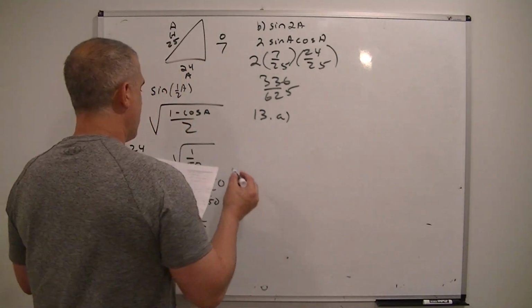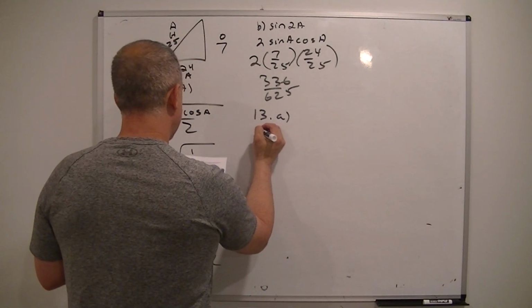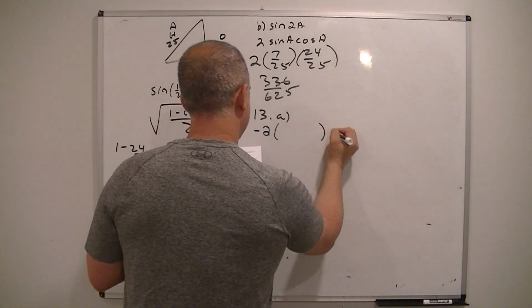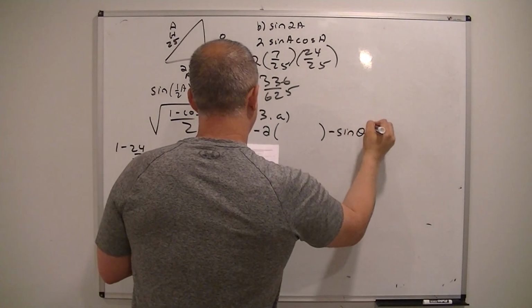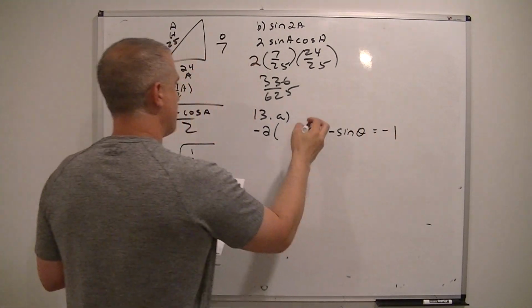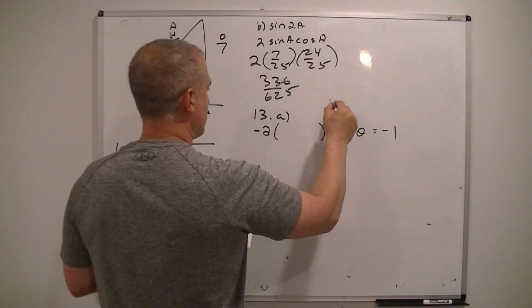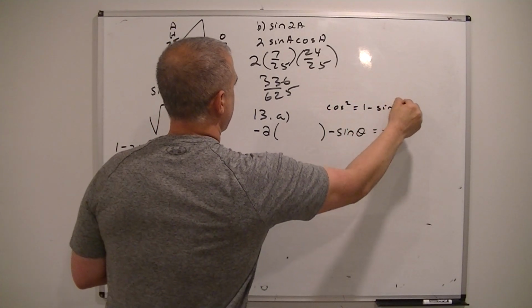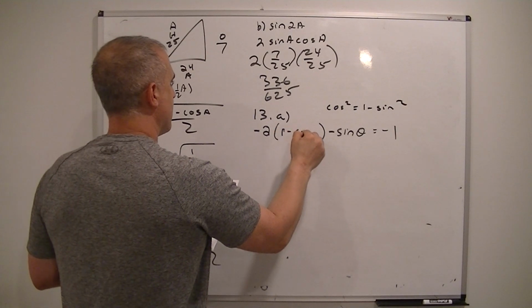All right, the first thing that I would do with this is I would take out cosine. Okay, I would take out cosine and replace it with that trig identity. What was that trig identity? Well, we know that cosine squared equals 1 minus sine squared. So that goes right in here.